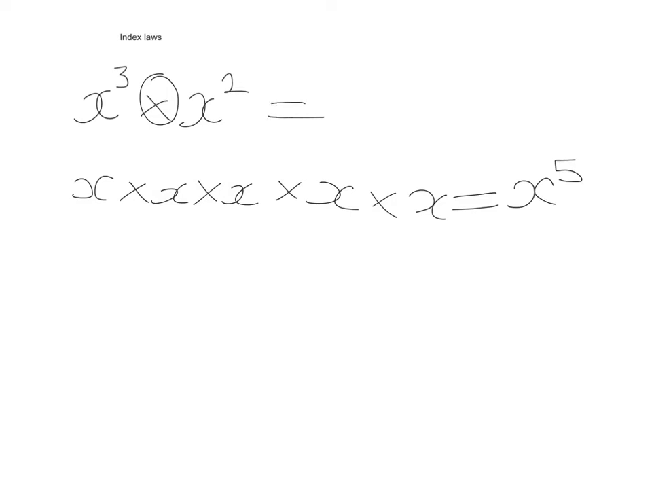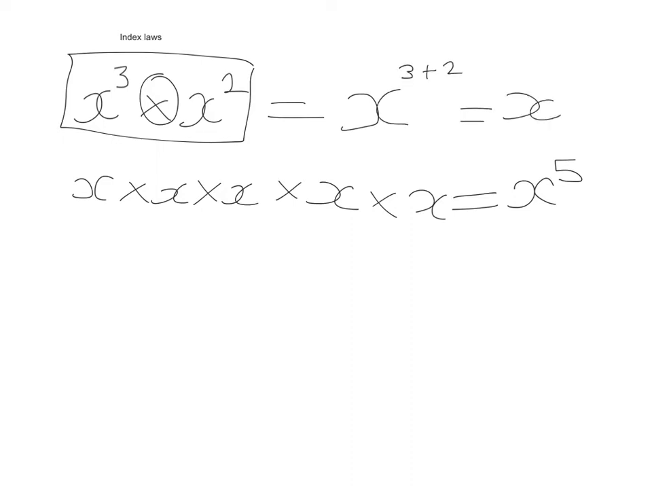How could I have got the 5 straight away from looking at this? I could have just added them, so that'd be x to the power of 3 plus 2, which is x to the power of 5. All right, let's try it with another one.